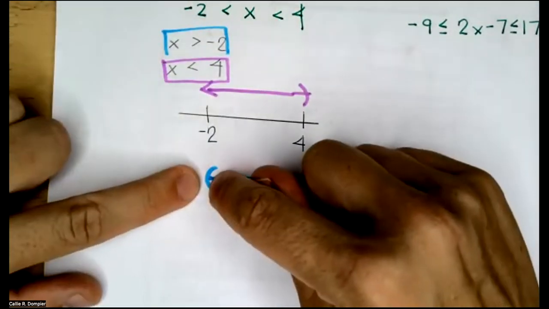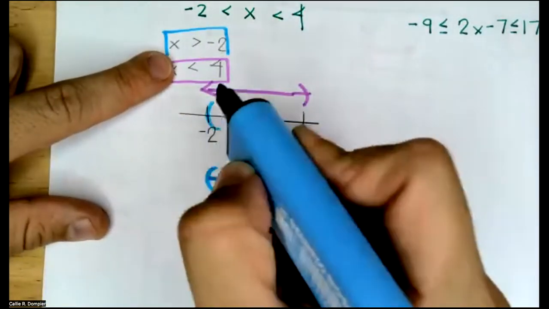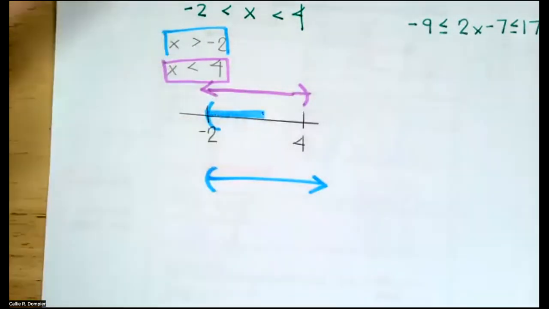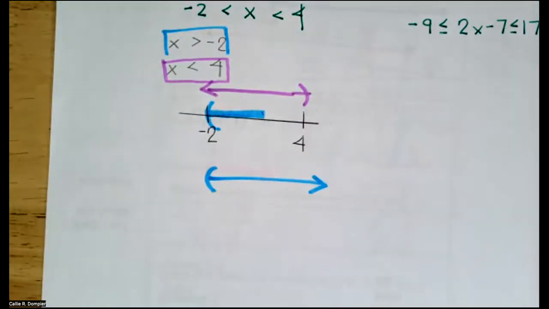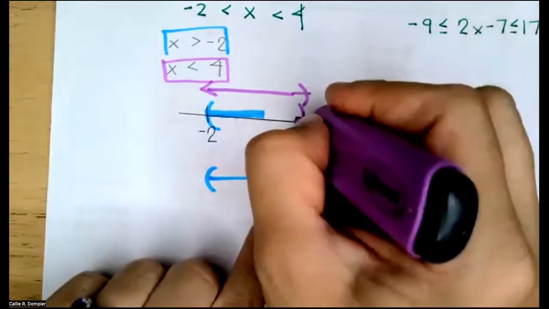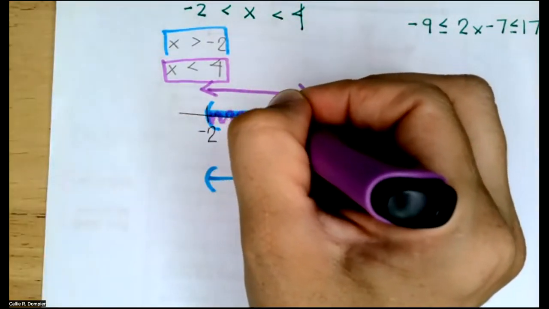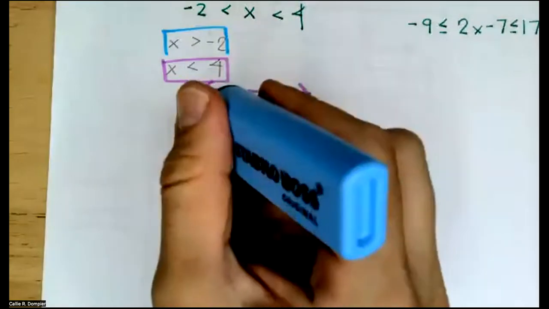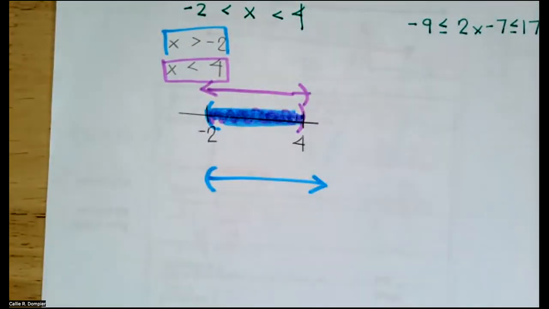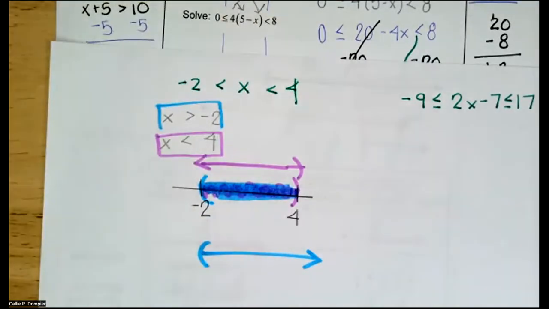So we take the limit here, right? The limit in this direction is not an arrow forever, it's -2. The limit over here does not go forever in a positive direction. It stops at 4. These are the only parts of the number line where x is greater than -2 and x is less than 4.